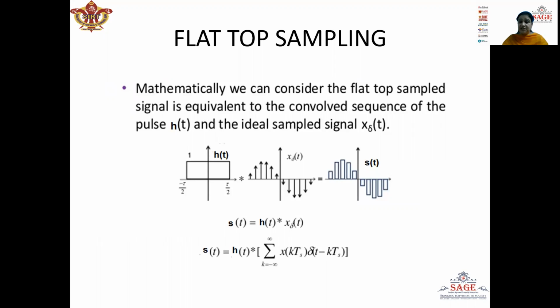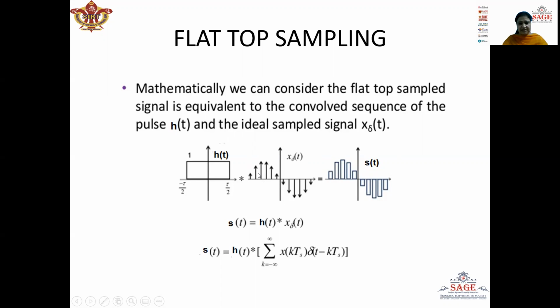Now, we'll consider the generation of the flat top sample signal. The flat top sample signal is generated by convolution of the instantaneous sample signal with the non-periodic gate pulse. Here we can see in the figure, h(t) is the non-periodic gate pulse and x_delta(t) is the instantaneous sample signal. Both these signals are shown in the time domain.